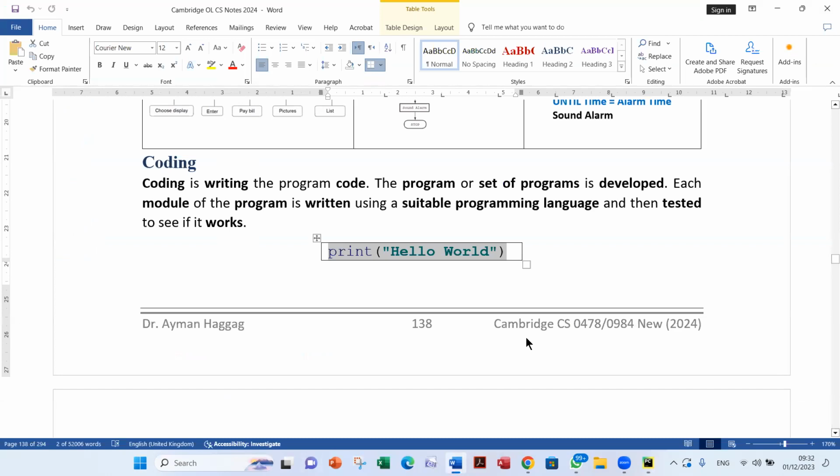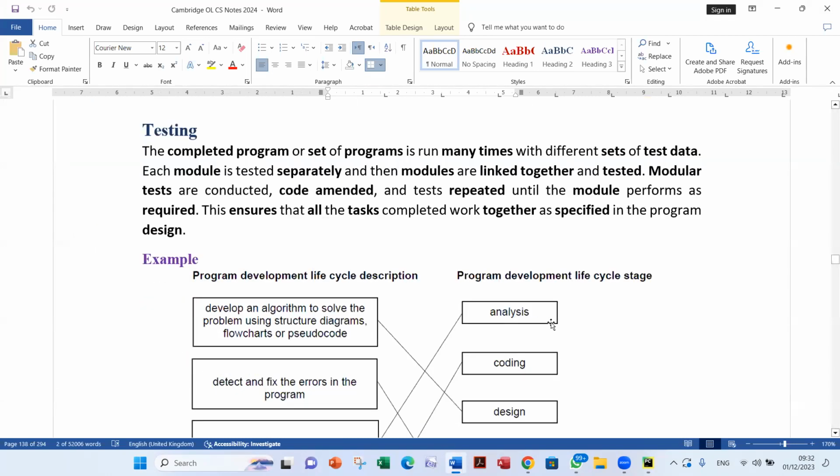Okay, I'm showing this just to clarify for you what is meant by coding. This is the very first step towards code. And then we come to testing. After you write the code in PyCharm or whatever programming language, you need to test it thoroughly, because while coding, you will be producing numerous mistakes.